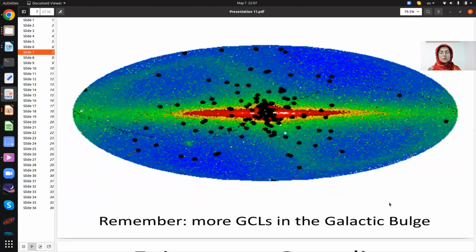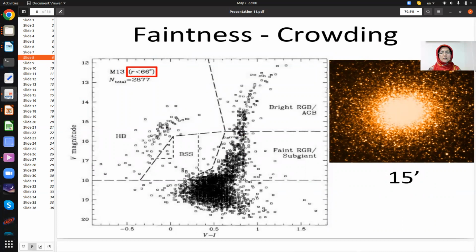More globular clusters are in the galactic bulge, and also in the galactic halo, as you see. Open clusters move up and down in the galactic disk, and globular clusters cross the galactic disk and pass it. Most of them are in the galactic bulge. Here you see they're faint. It's a diagram of this globular cluster, and you see the core, which is crowded and faint.